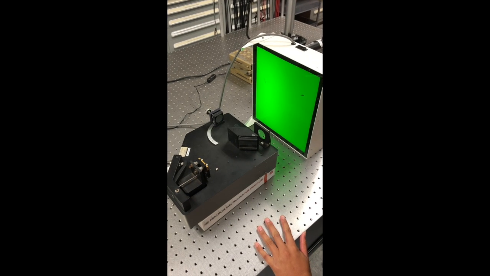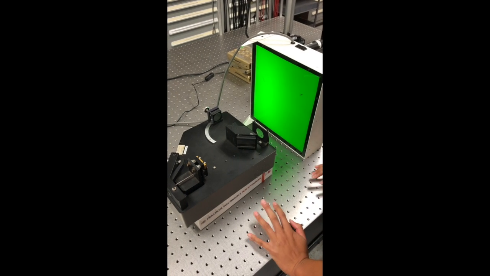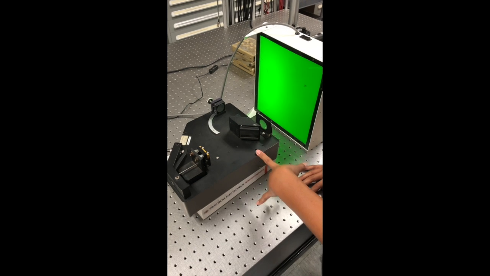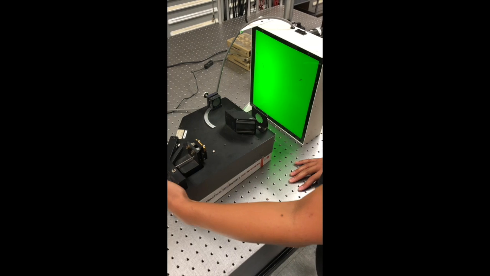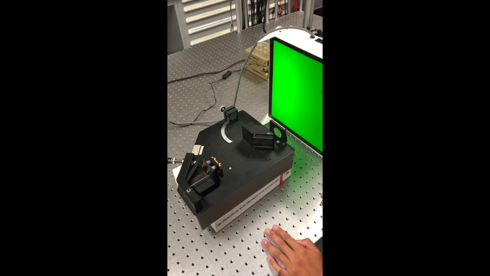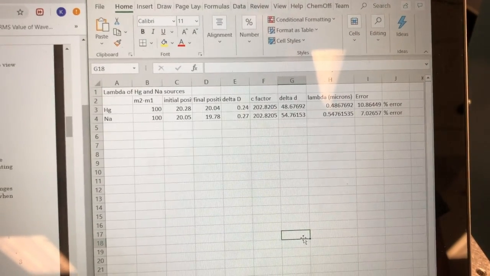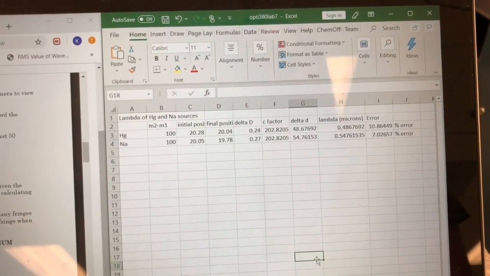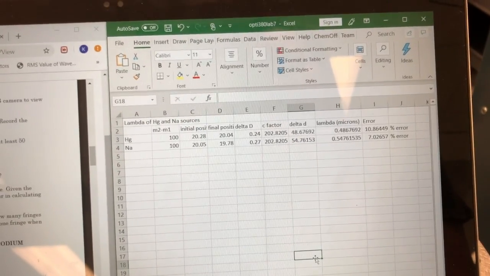So this had a similar setup to the first part where we have a source and we're sending it through the interferometer and we want to calculate the wavelength. So we collapsed fringes and took the initial and final position of the micrometer. And then we can calculate wavelength from the distance moved and number of fringes collapsed. For measuring wavelength of the mercury and sodium sources, we found there to be around 10% error for the mercury source and around 7% error for the sodium source.